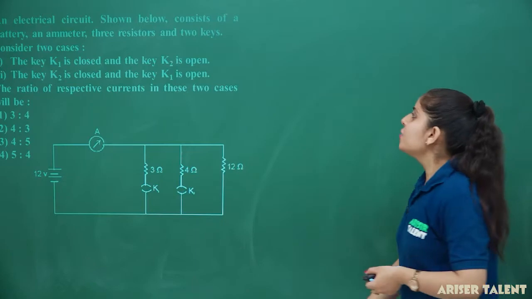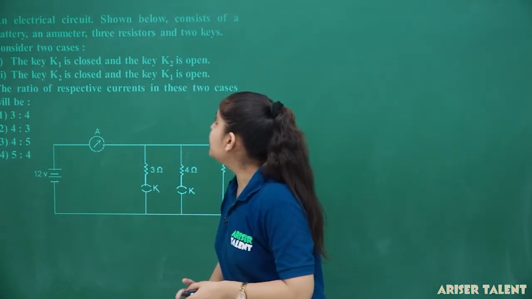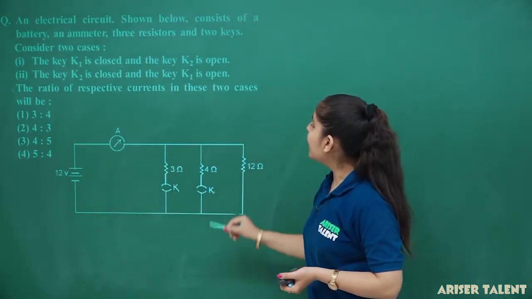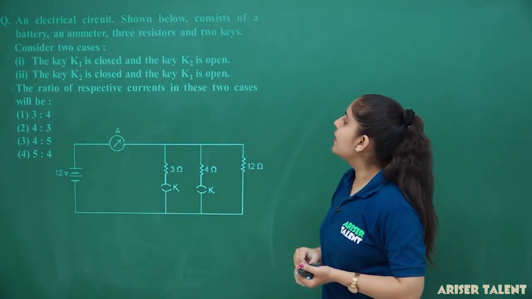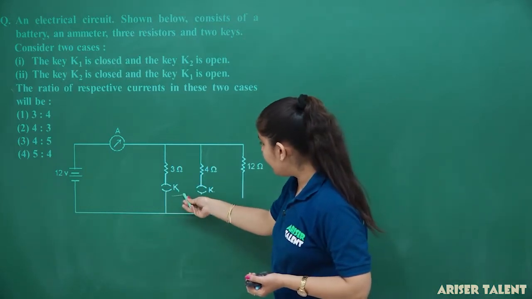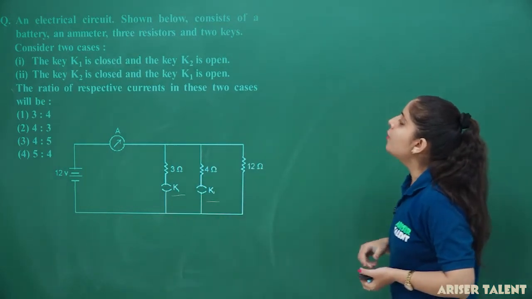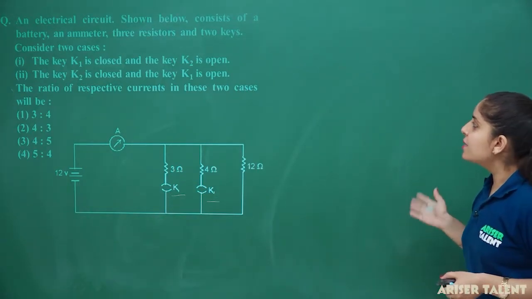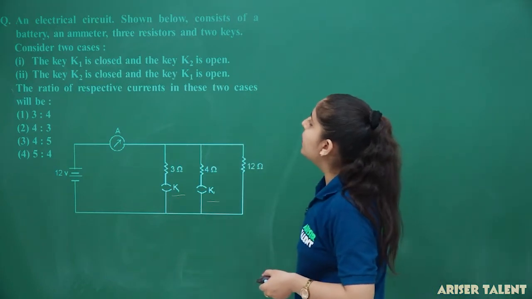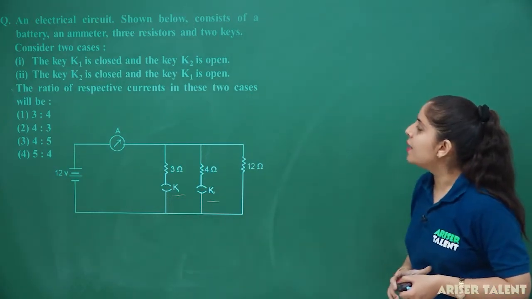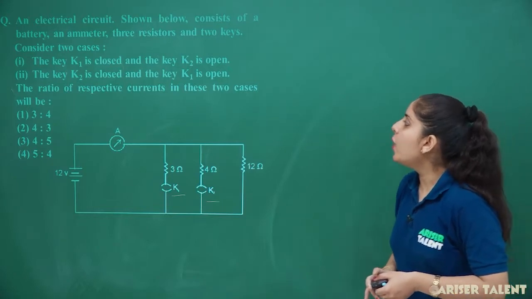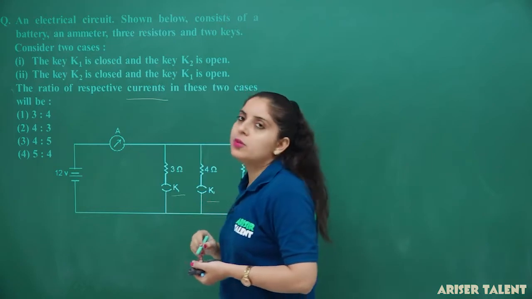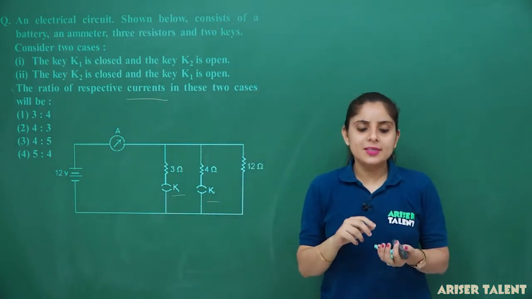Now, this is our next question. An electric circuit shown below consists of battery, ammeter, and you can see that three resistors are connected here and there are the two keys, that is key 1 and key number 2. Now, you have to consider the two cases here. The key K1 is closed and K2 is open, and K2 is closed and K1 is open. So, these are the opposite cases given here, and you have to determine the ratio of respective currents in both the cases. So, here are two cases provided.